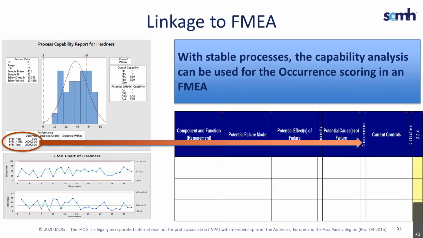Okay, so there's two different things that we're talking about, PFMEAs and DFMEAs. A PFMEA is on process, so that's really process capability focused, so occurrence is related to that. In a DFMEA, we talk about occurrence, that's the occurrence of a design failure.